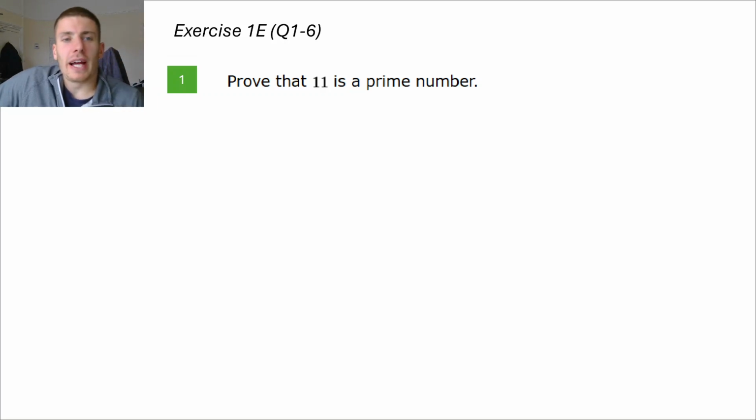Okay, so in this video we're looking at exercise 1E, questions 1 to 6 of the proof by exhaustion chapter. We're beginning by looking at the green questions, and let's start off with question 1 that says prove that 11 is a prime number through proof by exhaustion.